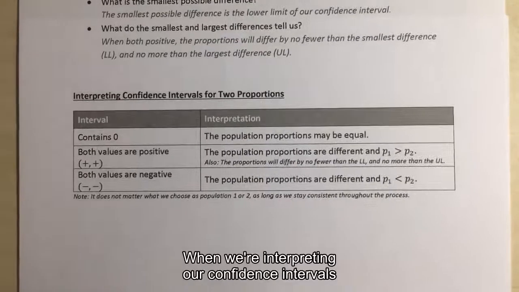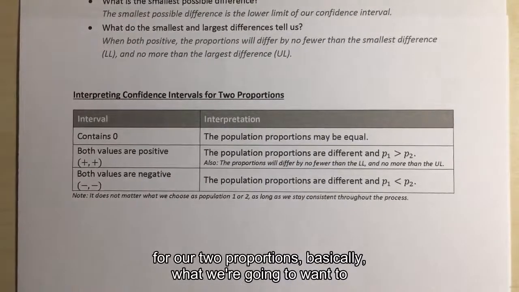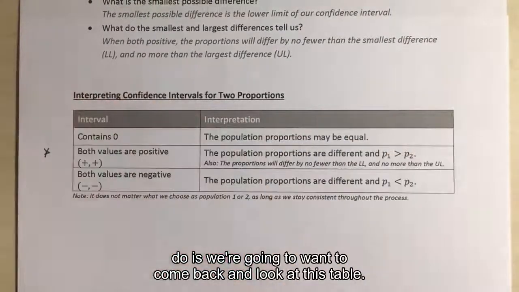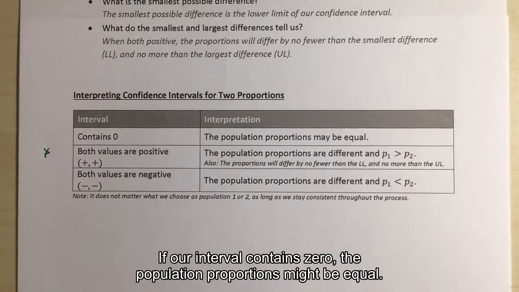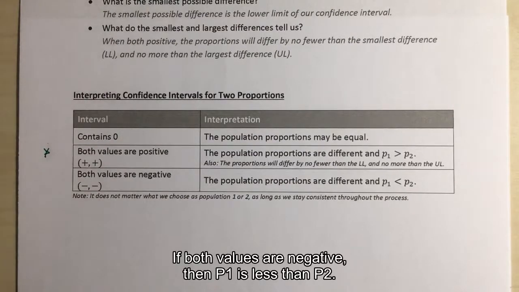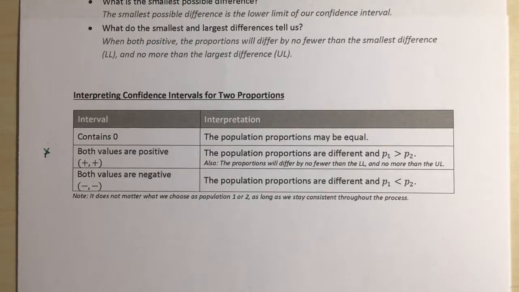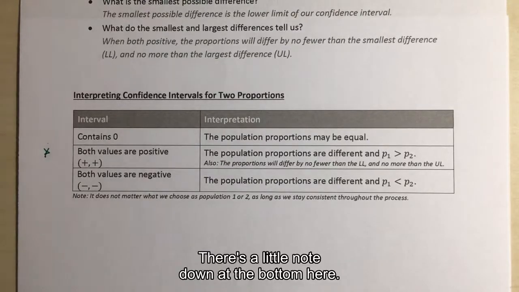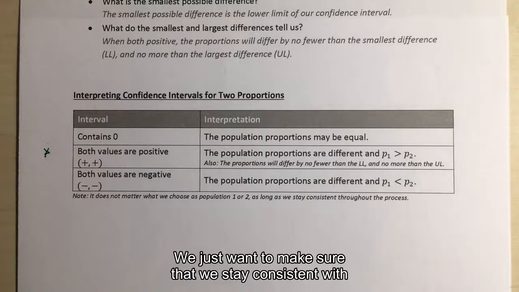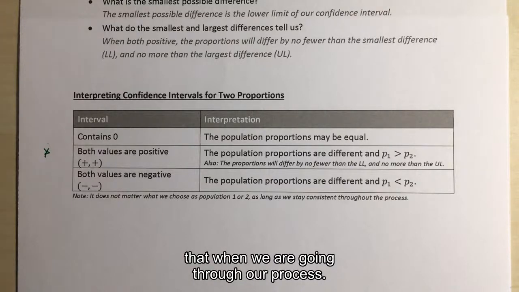So, when we're interpreting our confidence intervals for our two proportions, we're going to want to come back and look at this table. If our interval contains 0, the population proportions might be equal. If both values are positive, P1 is greater than P2. If both values are negative, then P1 is less than P2. There's a little note down at the bottom here: it doesn't matter what we choose as population 1 or population 2. We just want to make sure that we stay consistent with that when we are going through our process.